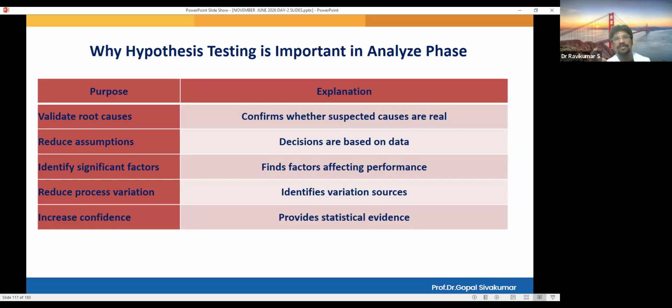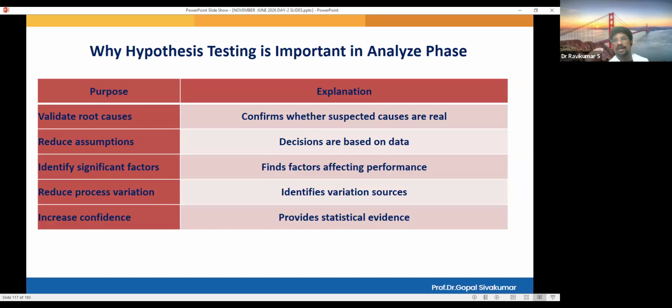Because it helps you to validate the root cause. That means it confirms whether the particular cause is real or not, whether it has a high connectivity with the problem or not. Then it eliminates assumptions. All decisions are based on data which was collected without error, or with minimum error. Then it helps you to find out the real potential causes which are affecting the performance. Then it helps you to identify the reason for the variations.